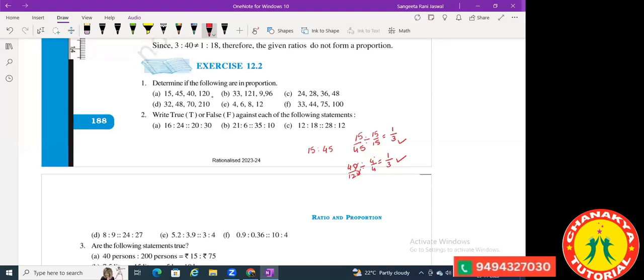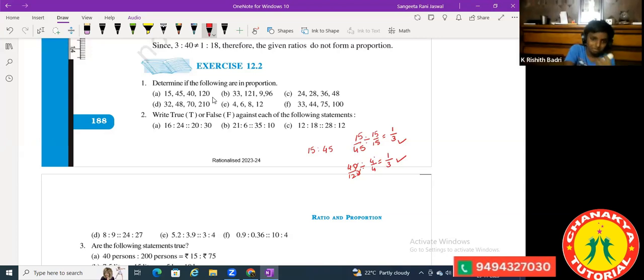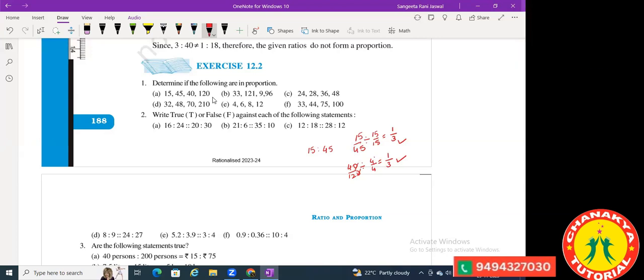Yes, I'm here. So the ratios are in proportion. Okay. Now let's try the next one. 33, 121, 9 and 96. Please try this. The ratio of 33 and 121 and the ratio of 9 by 96. Please show me whether they are equivalent or not.